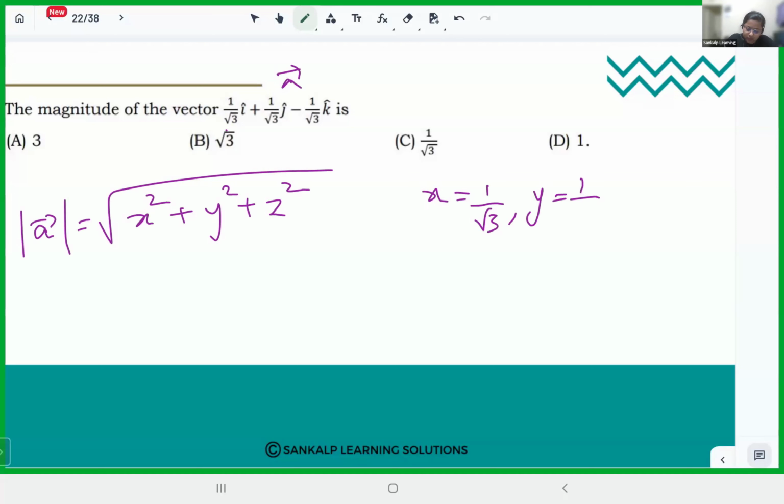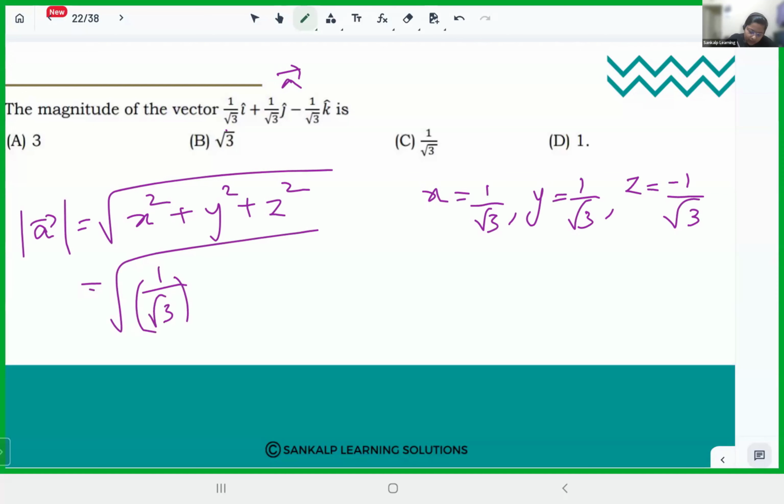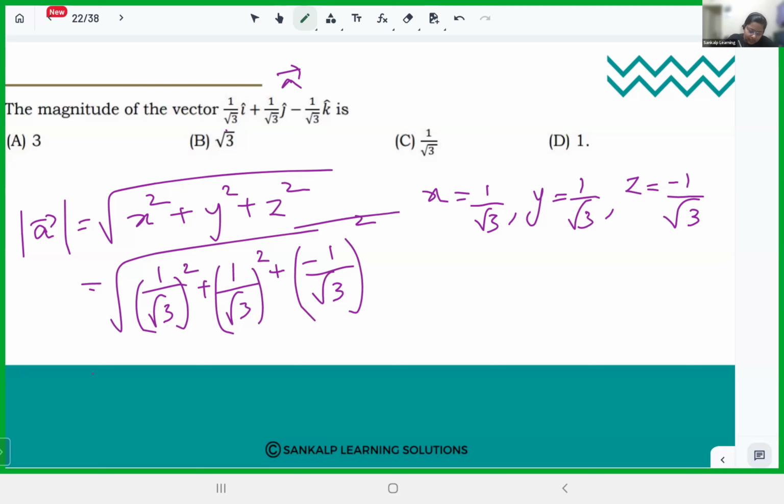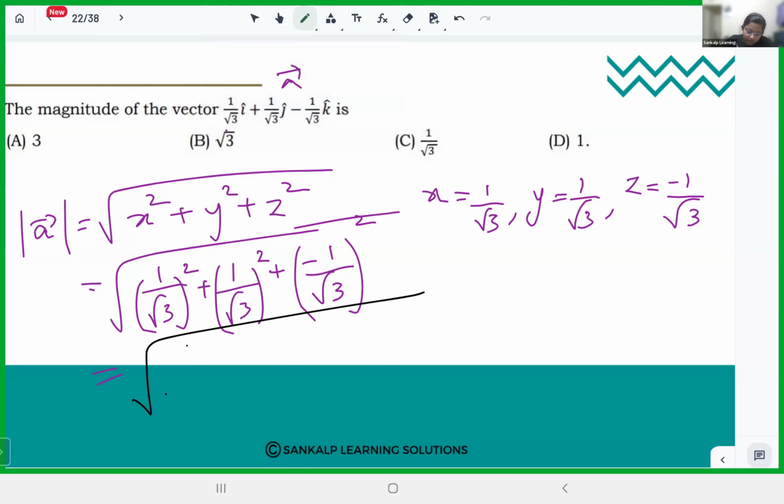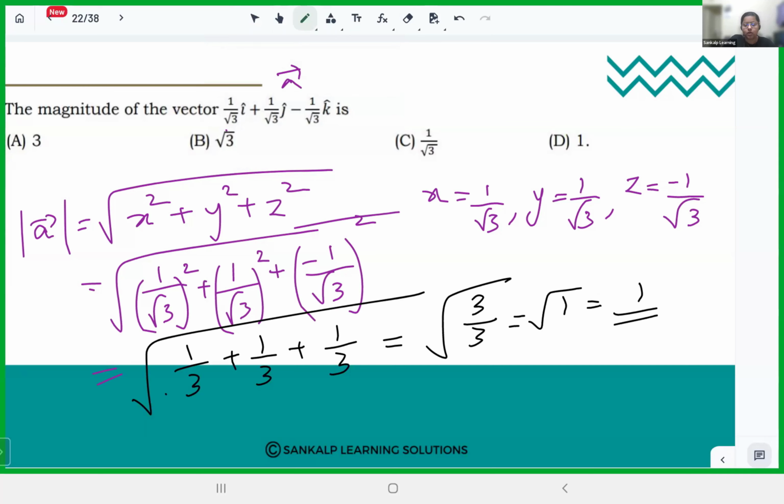Y is equal to 1 by root 3 and Z is equal to -1 by root 3. So this is equal to root of (1 by root 3) the whole square plus (1 by root 3) the whole square plus (-1 by root 3) the whole square. Okay, so that is equal to root of 1 by 3 plus 1 by 3 plus 1 by 3. So that is equal to root of 3 by 3. That is root 1. That is equal to 1.